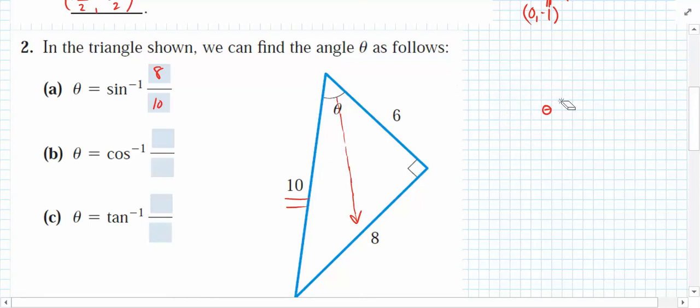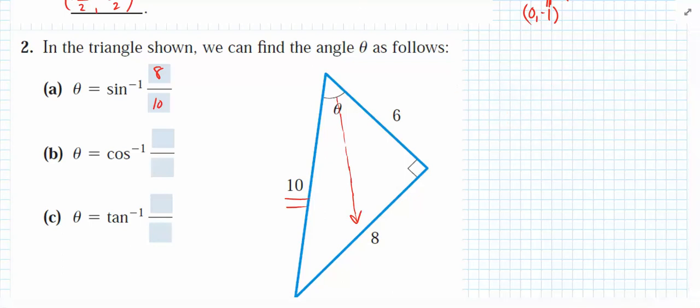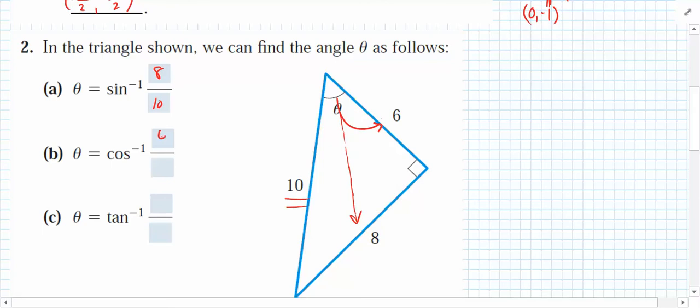Similarly, for cosine, we would deal with the adjacent side and the hypotenuse. So we're going to use the numbers 6 and 10. And lastly, for tangent, we would use the opposite side and the adjacent side, 8 divided by 6. Pay close attention though, because you'll notice that the fraction of the side lengths is now inside the trig function instead of being the result of our trig function.